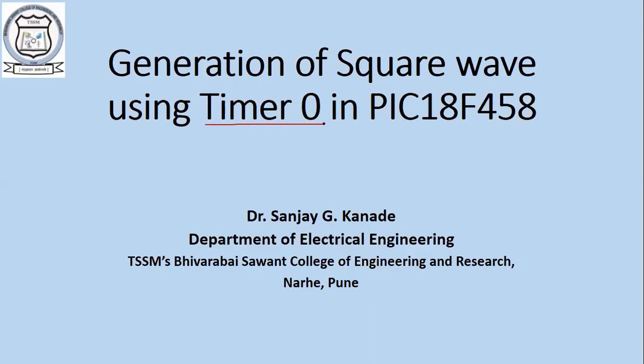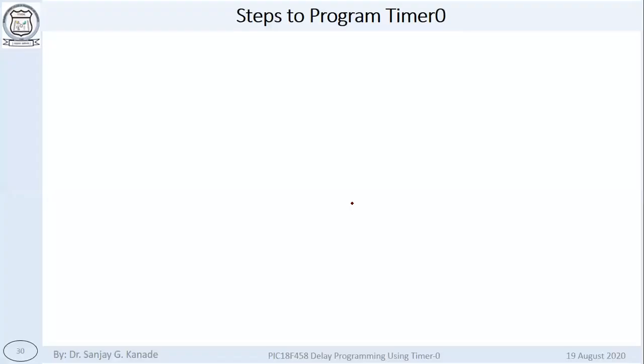When we say square wave, we want a digital wave having 50% duty cycle, which means 50% of the time it will be on and 50% of the time it will be off. This is how the square wave works. So these are the steps to program timer 0.